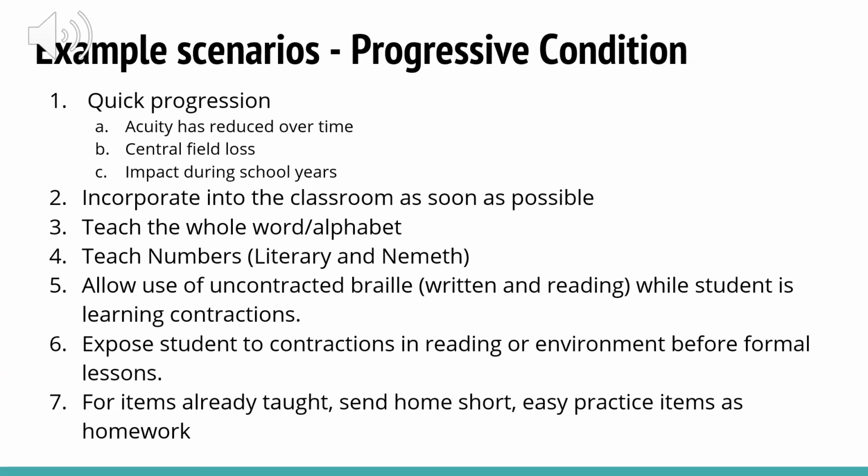If the progressive condition will be a quick progression, which means that acuity has reduced over time, they have central field loss, and it will impact during school years, then you will need to incorporate Braille into the classroom as soon as possible. Teach the whole word alphabet. Teach numbers, literary, and Nemeth. Allow use of uncontracted Braille while the student is learning the contractions. Expose the student to contractions in reading or the environment before formal lessons. For items already taught, send home short and easy practice items as homework. As I said before, this will be much more intense and more often for a progressive condition.